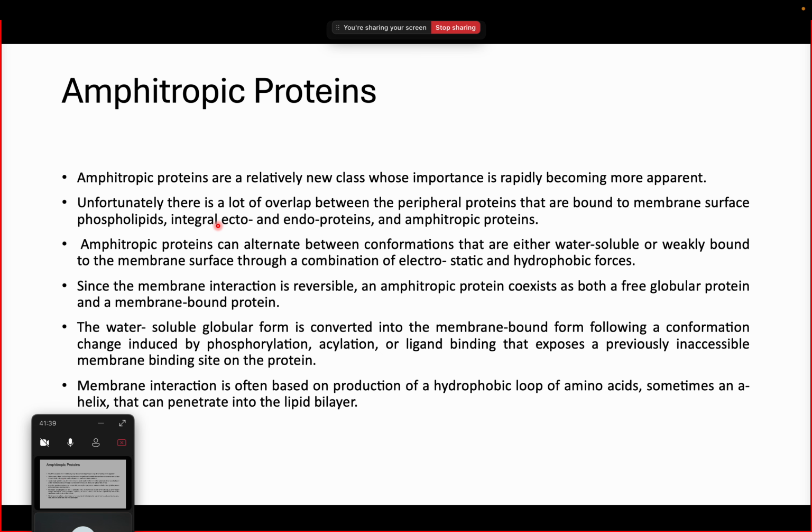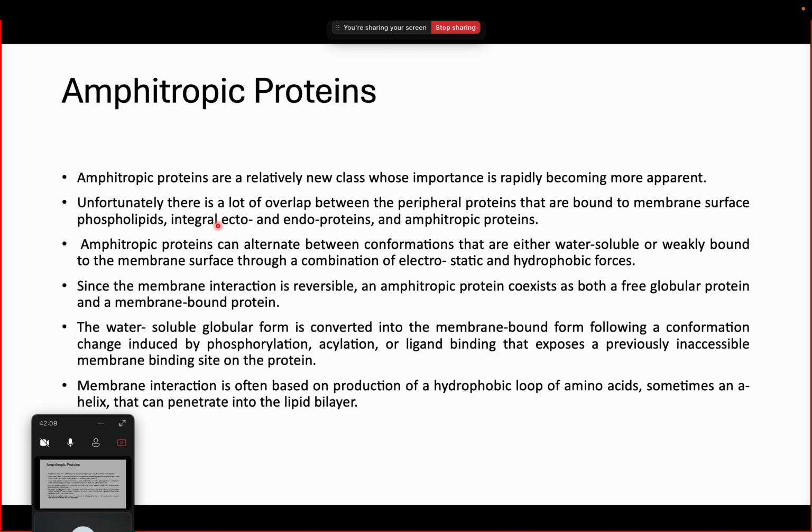Then amphitropic proteins can alternate between conformations that are either water soluble or weakly bound to the membrane surface through a combination of electrostatic and hydrophobic forces. So amphitropic proteins can actually alternate between being water soluble and weakly associated with the membrane, while peripheral proteins are associated with the membrane predominantly.